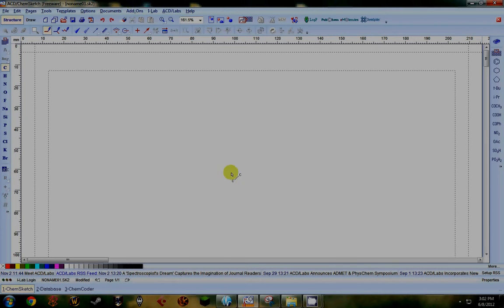So we're going to start off by making that benzene ring. Over here on the right side we have a bunch of presets, so we can just really quickly make a benzene ring by clicking it and bringing it over here.